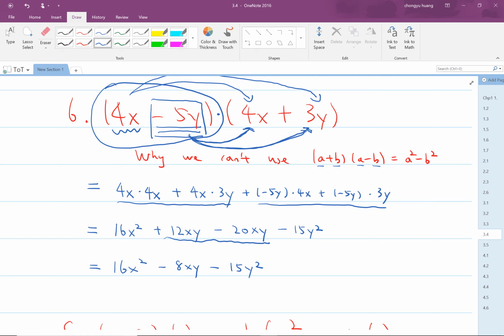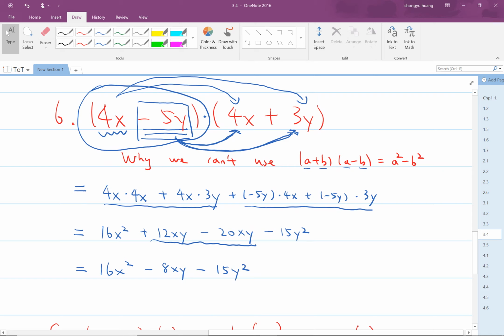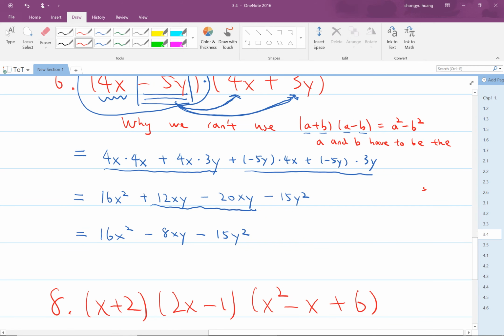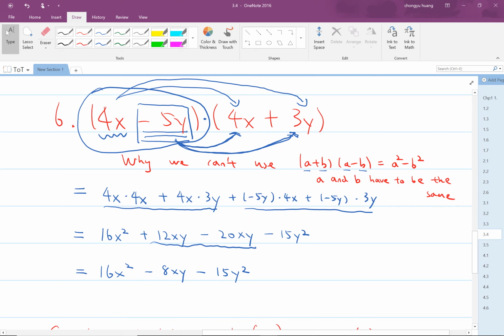Okay, so maybe I should also leave some message over here. Let me write it down: A and B have to be the same in order for you to actually use this property. A and B have to be the same if you actually want to apply this property. All right.